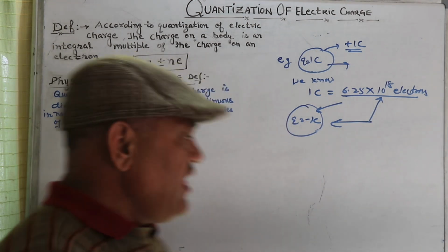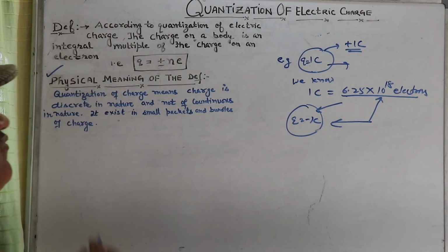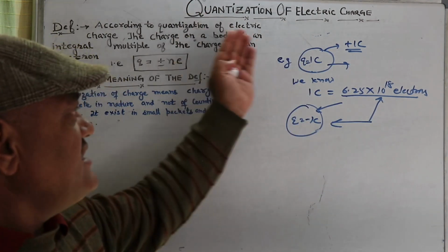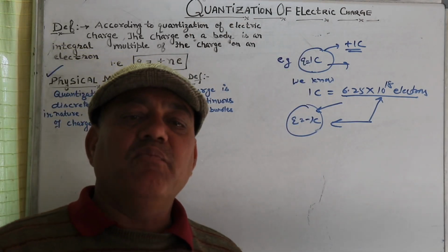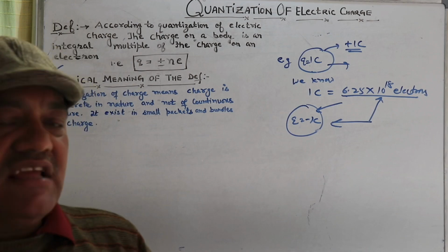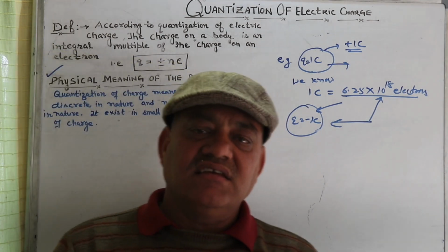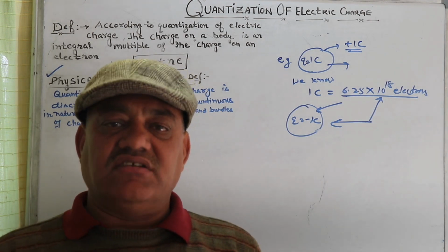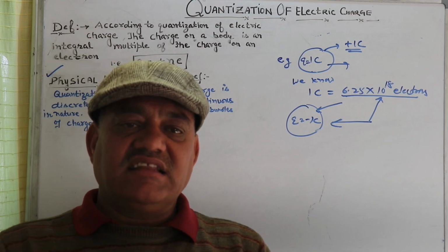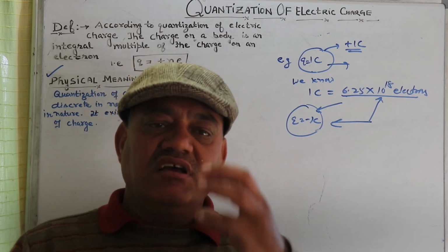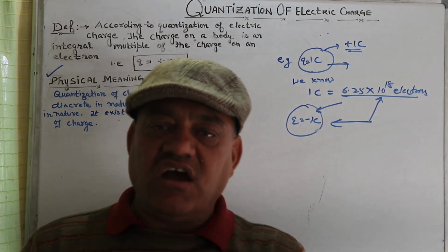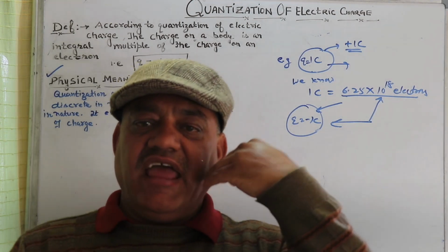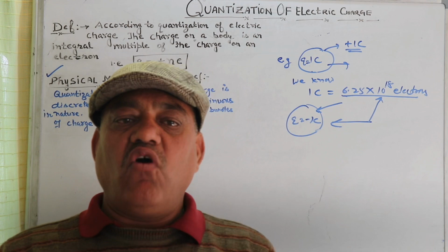Now, what is the physical meaning of this definition, quantization of electric charge? Quantization of electric charge means charge is discrete in nature, means it exists in the form of small packets and bundles of charge. It does not exist in continuous form.